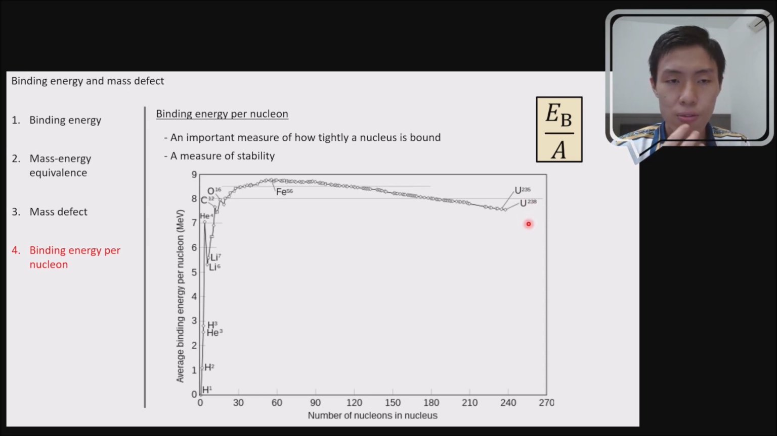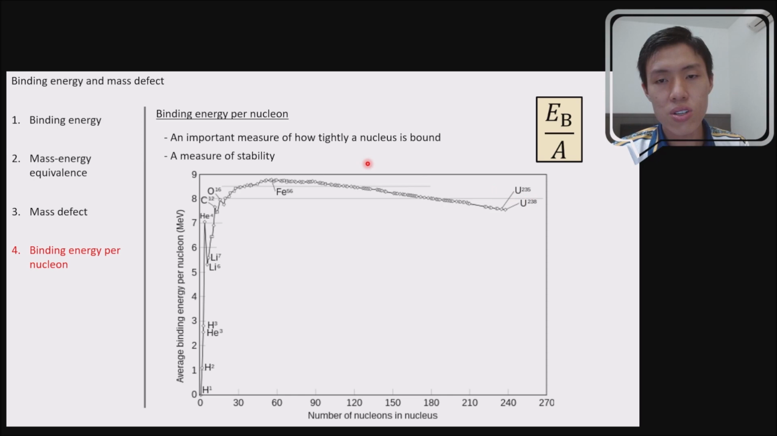So you have to create them synthetically in order to observe them. If you try to find them in nature, you will not be able to find nuclei which are heavier than uranium. So we are stopping at uranium over here.